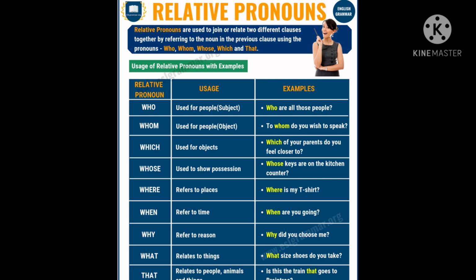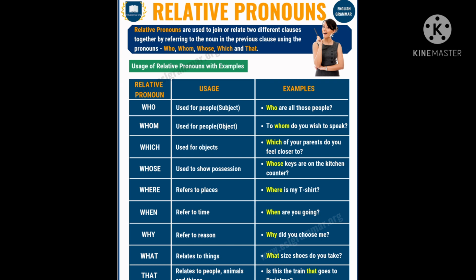Clear? Now we can define relative pronoun as: a relative pronoun refers or relates to a noun that is placed before it. It also helps to join sentences, and so they are also called connective pronouns. Children, a relative pronoun works as a conjunction in a sentence. The most common relative pronouns are who, whom, whose, which, what, that. Okay?